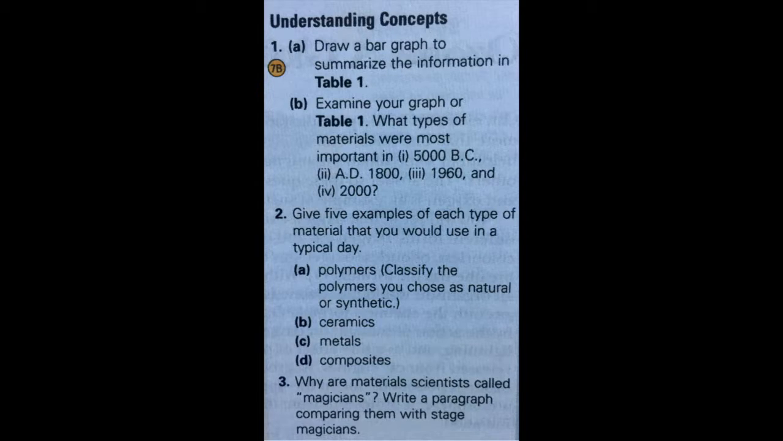Give 5 examples of each type of material that you would use in a typical day. Polymers. Classify the polymer you choose as natural or synthetic. Ceramics, metals, composites. 3. Why are material scientists called magicians? Write a paragraph comparing them with stage magicians.